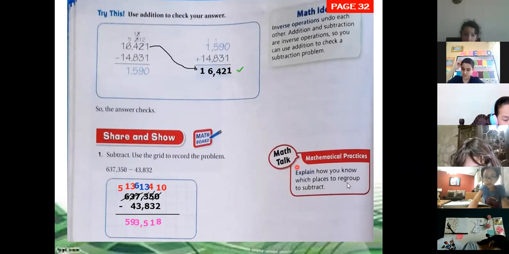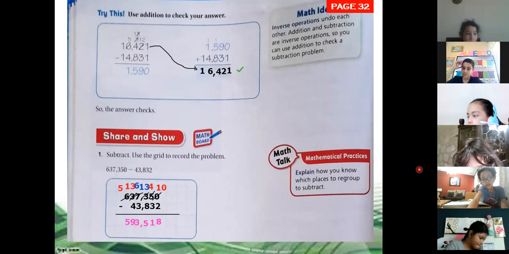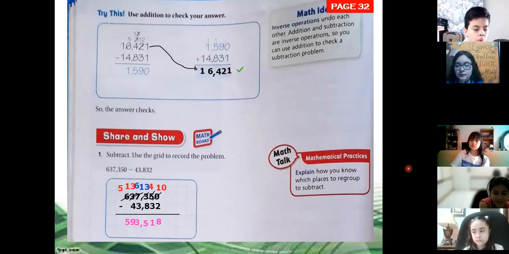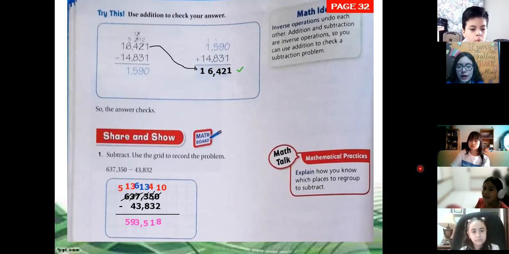I have a comment. Tell me. All the exercises we are doing, all the numbers are crossed out. Yes, crossed out, because they were asking for an order to subtract.